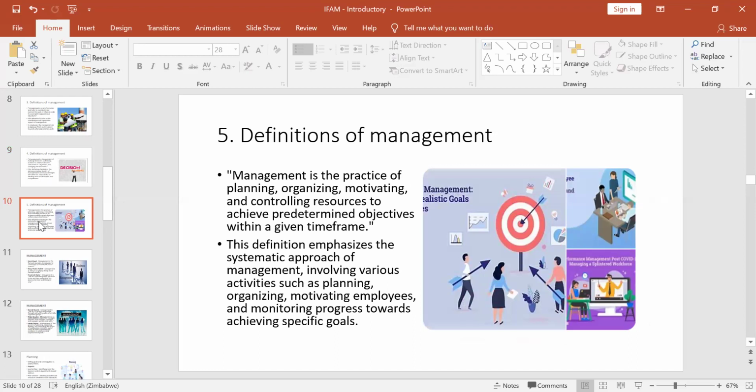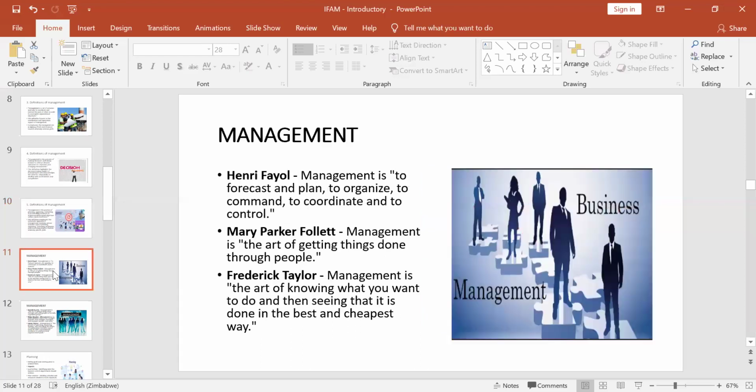The practice of planning, organizing, motivating, controlling resources to achieve preset objectives. I think this one is similar to the first one. So you can see from the illustration, there's an objective that has been set there by the illustration of the bull's eye, and then the manager is busy directing others to make sure that they hit the bull's eye there. Then as we go through this module, we come across a number of theorists.